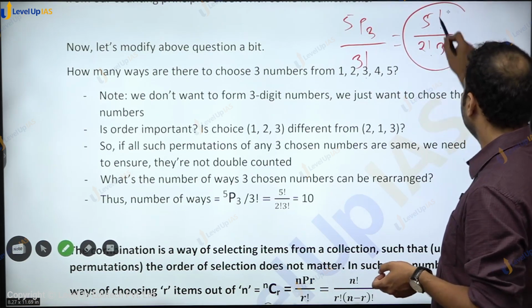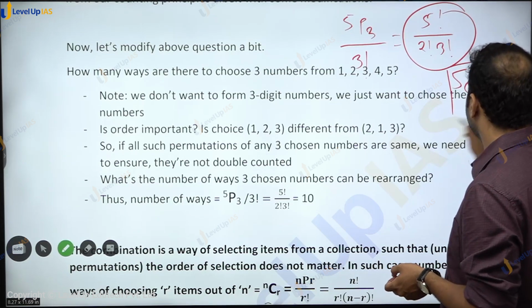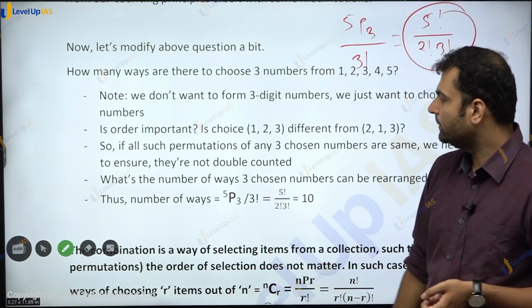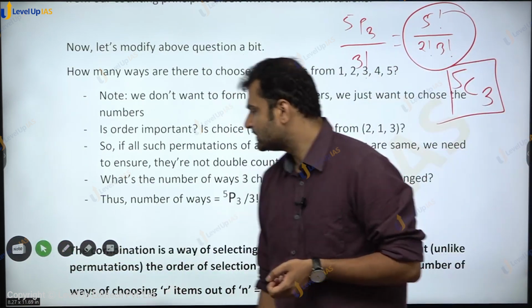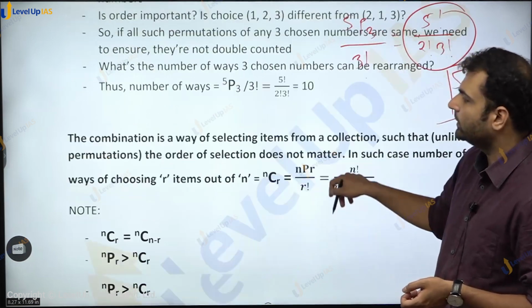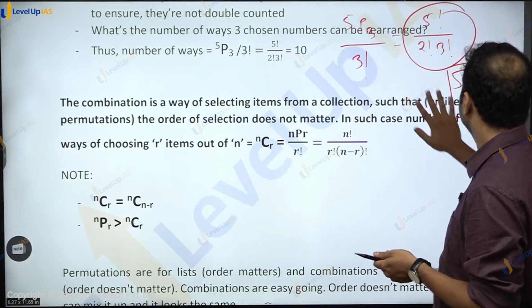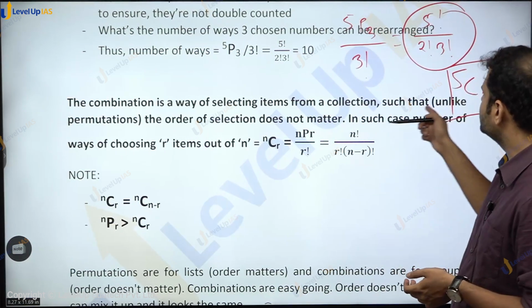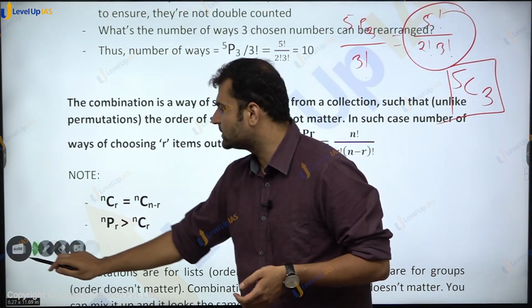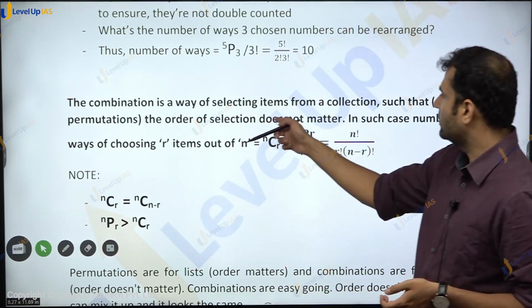इसको क्या बोला जाता है? It is called as 5 choose 3. This is the definition of 5C3. ठीक है, 5P3 by R factorial or 3 factorial. The combination is way of selecting items from a collection such that the order of selection does not matter. The order of selection does not matter.